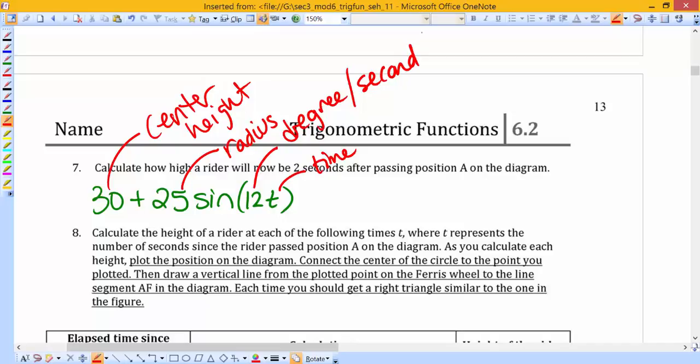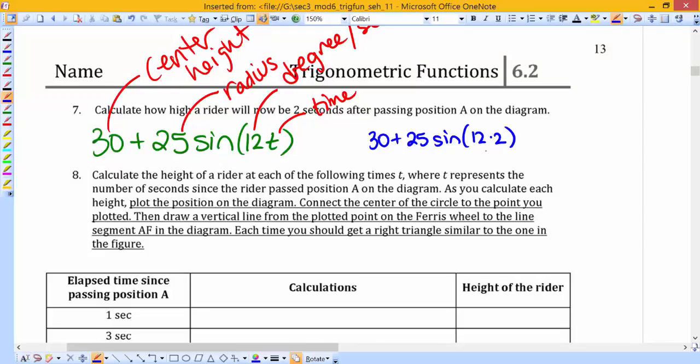We're going to continue to use this equation over and over and over with different times. So just something to maybe write down. You definitely probably want to write this stuff in red down. So in 7, when it's saying calculate how high a rider will be 2 seconds after passing position A, for T, you would plug in 2. So this would be 30 plus 25 sine of 12 times 2. Be careful, because in your calculator, you have to make sure you're using parentheses.